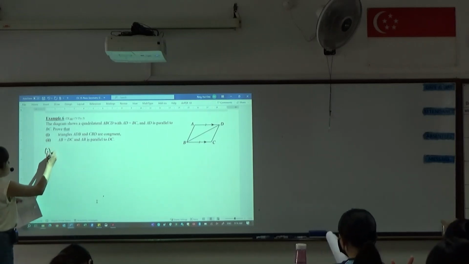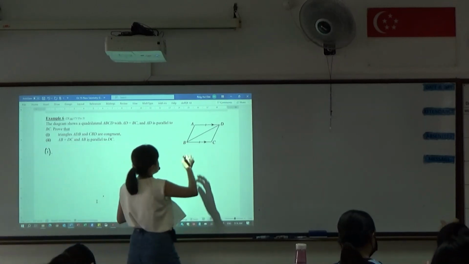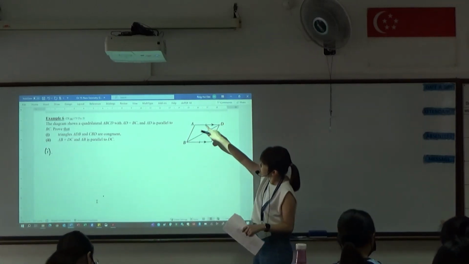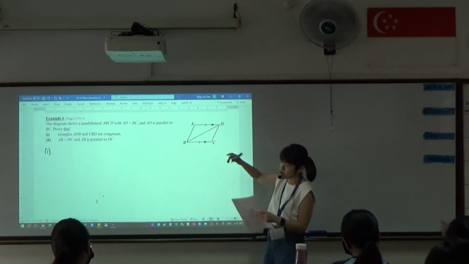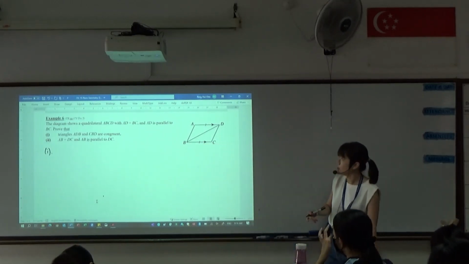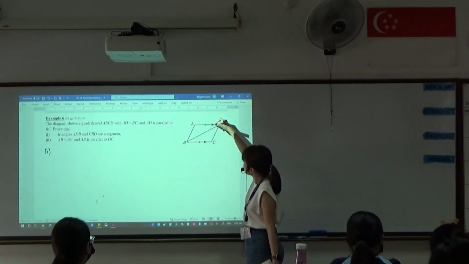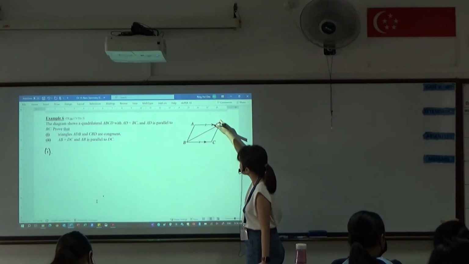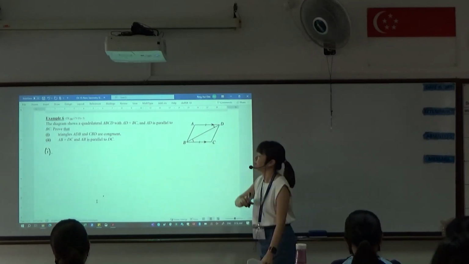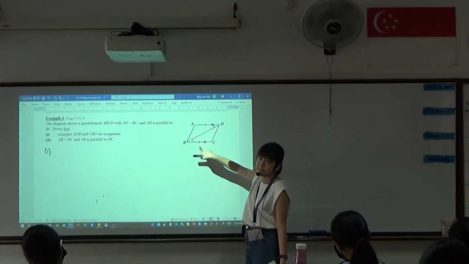You must prove it if you want to make use of any of such properties. Okay, so in part I, we want to show that triangles ADB and CBD are congruent. ABD is the triangle on the top half and CBD is the triangle in the bottom half. In order to prove congruency, maybe we can look for the angles first. We see that we have alternate angles over here and here.